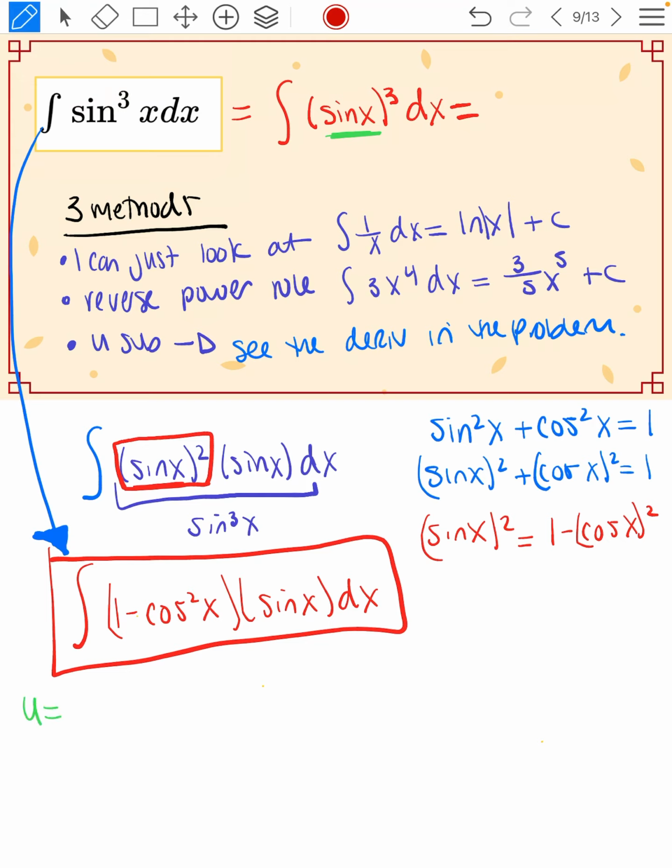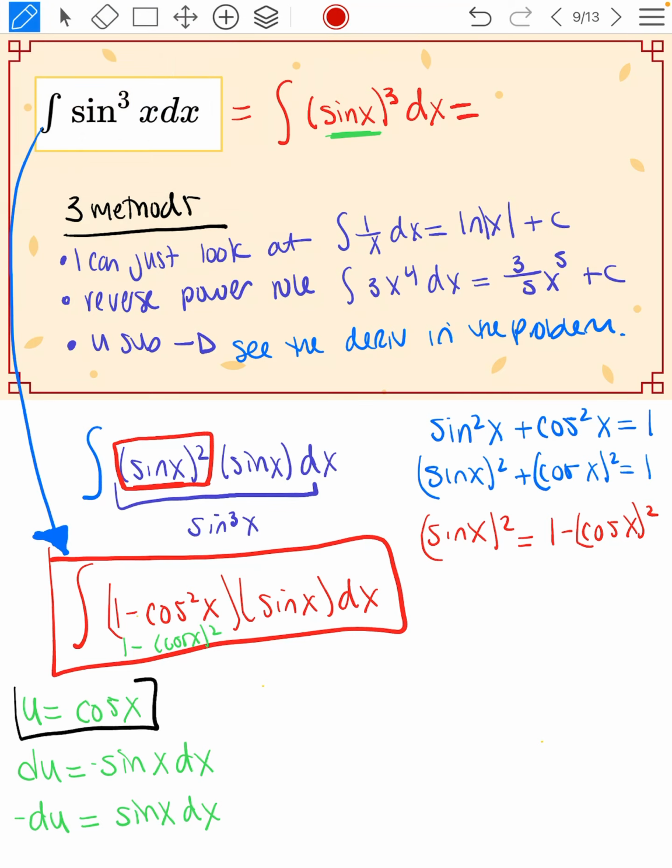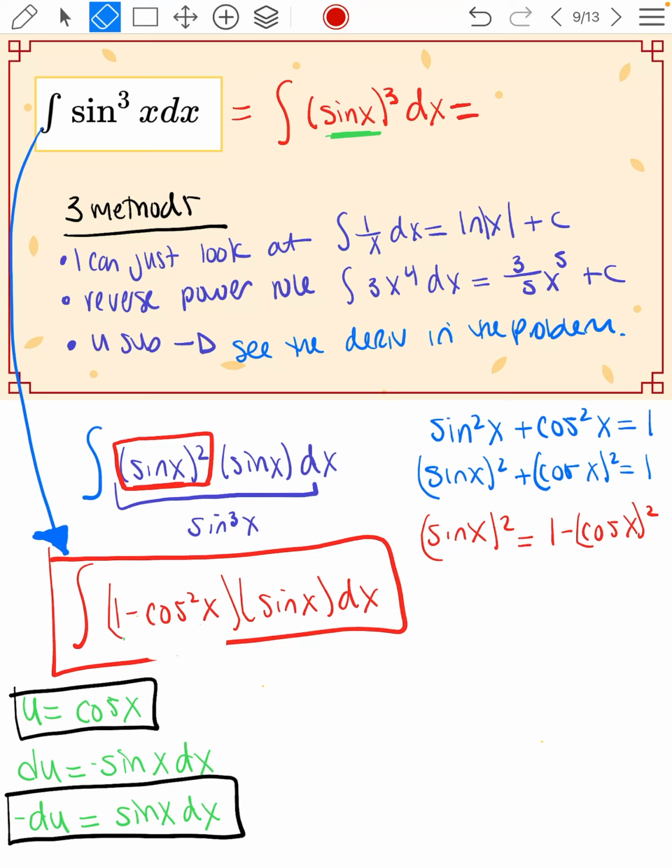So what we can do is, let's not forget that 1 minus cosine squared x is 1 minus cosine x, squared. So what if I made my u real tiny and my u was just cosine x? Well, then my du would be negative sine x dx. My only issue is that I would then want negative du to be sine x dx, because that's what I have. I don't have negative sine. So I'm going to say u is cosine x and negative du is sine x dx. I'm going to go back here and erase this for a second.